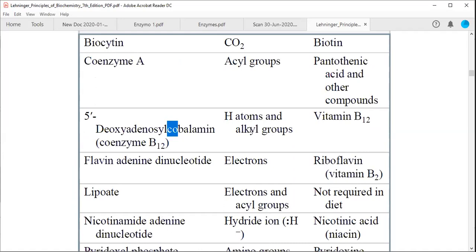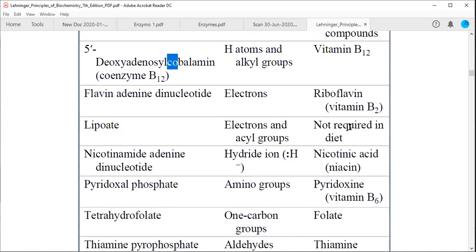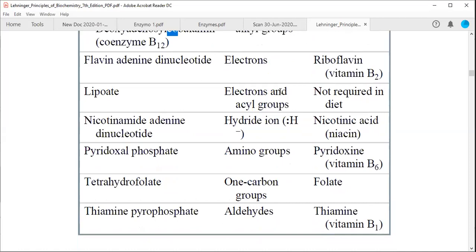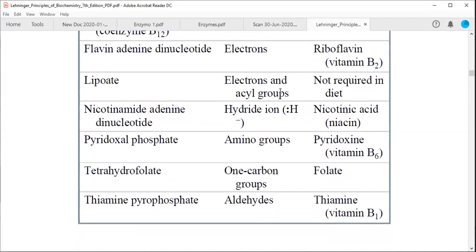Alkyl groups are the chains of hydrocarbons. So alkyl groups, and the active component which we require in diet is vitamin B12. So this B12 is required in diet so that we can do these reactions in our body. Then there is riboflavin.